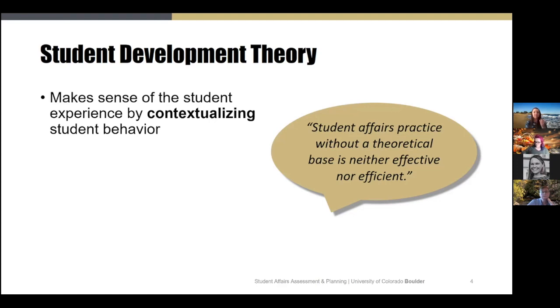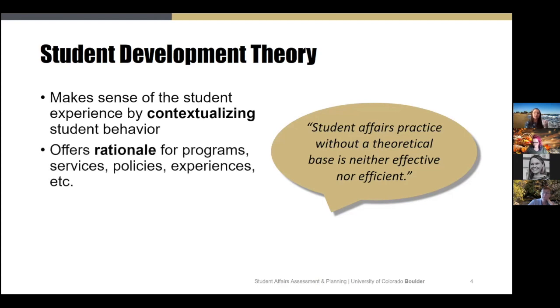So student development theory, where there is research and there is some evidence, offers the rationale for our programs, our services, our policies, our experiences, and so on and so forth. It's offering rationale for that, which helps us in so many different ways, right? How many times have we wanted to start a program and we've asked for resources, funding, staffing, whatever, and they're like, why? Why do you need it, right? We are running into that right now in our office. Why do you need those resources? Why do you want to start this program? What good is that going to do? Theory gives us that rationale. It provides some of that rationale for us.